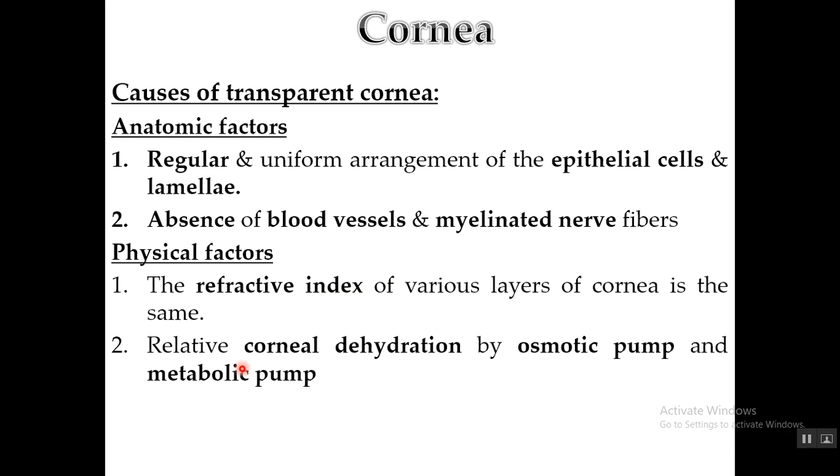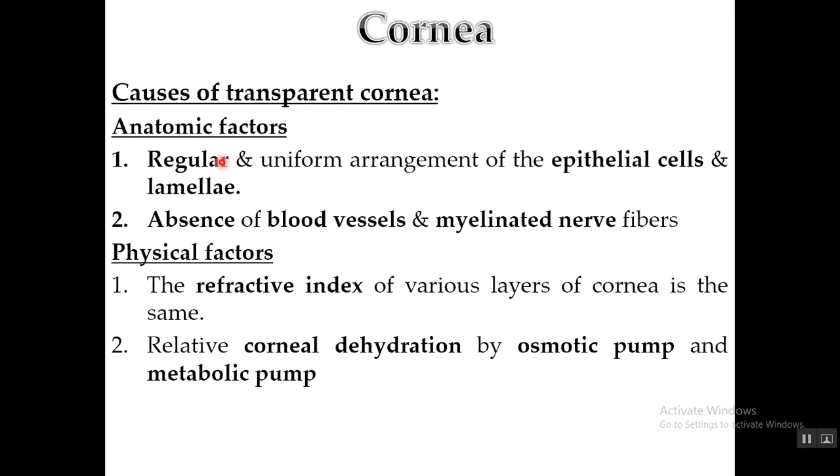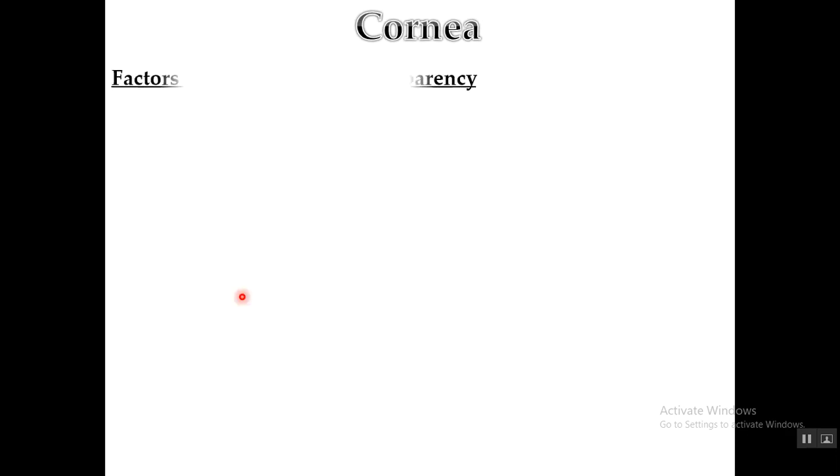Number 2, the relative corneal dehydration. What is meant by relative corneal dehydration? Dehydration means removal of water from the cornea by what is called the osmotic pump and the metabolic pump. This is the physical factors. Again, the causes for the transparent cornea are anatomical factors and physical factors.